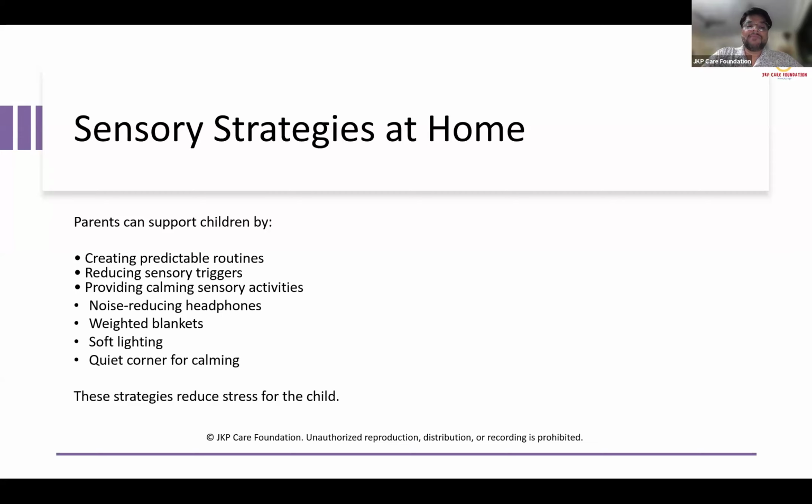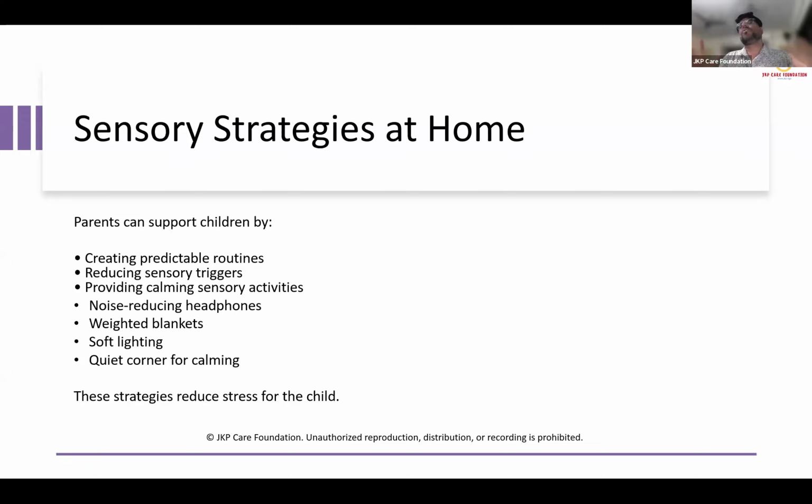So that is for sensory calming for hyperactive children. We can give them noise-reducing headphones, and weighted blankets for children who like touch. Soft lighting: at home you should have soft lighting and a quiet corner for calm. So we should have a safe, quiet corner in the house where the child can go and sit, relax, calm down and come back.